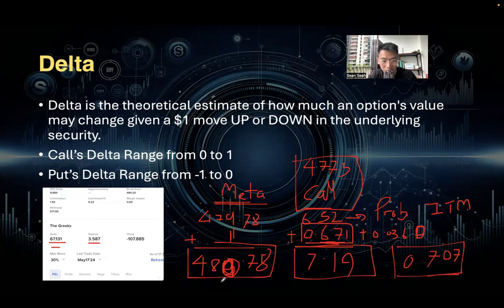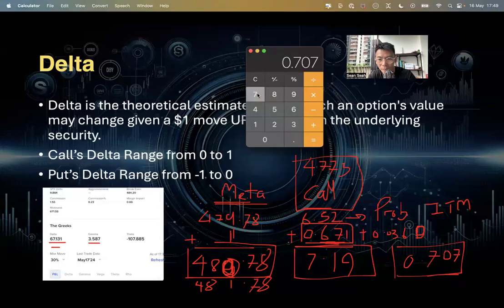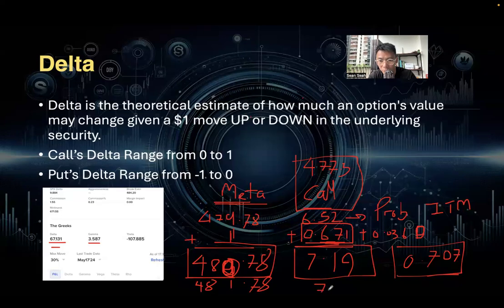70.7%. And the next time the share price increases by another $1 to 481.78, the premium, 7.91 plus the new delta, which is 0.707, will be projected to be 7.897. So this is what gamma does.